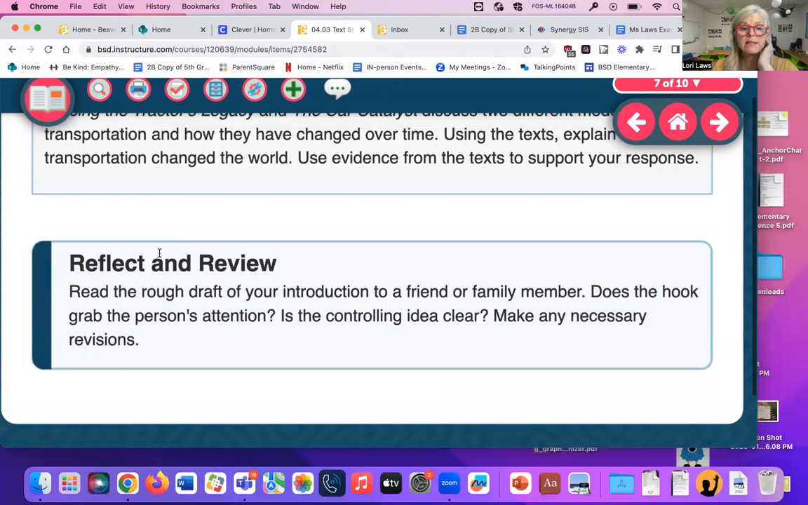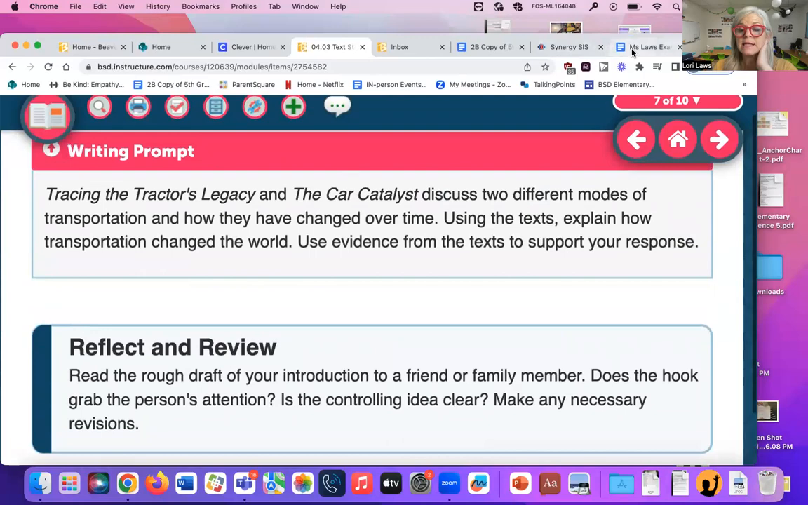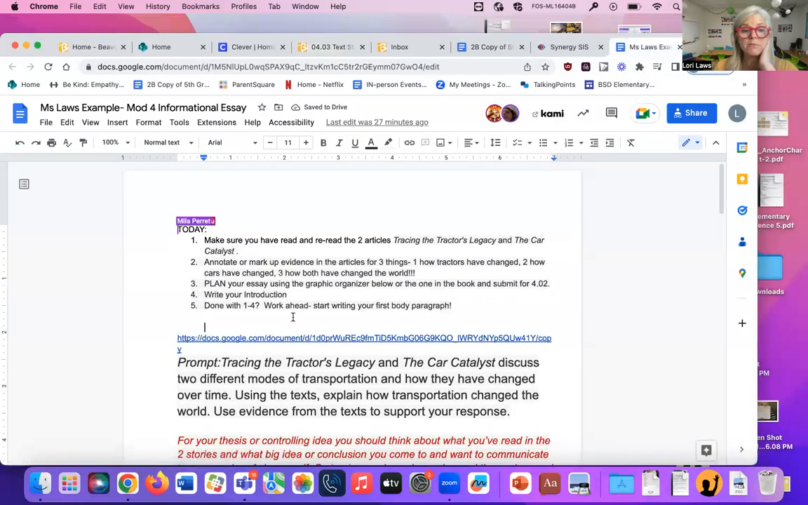All right, and then it says read your rough draft. So they really want you to get working on your whole rough draft. If you've planned carefully, let me show you how easy that's going to be. So remember in that lesson, it had a link to this document.